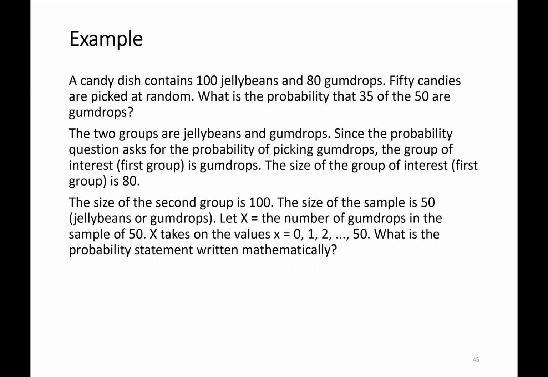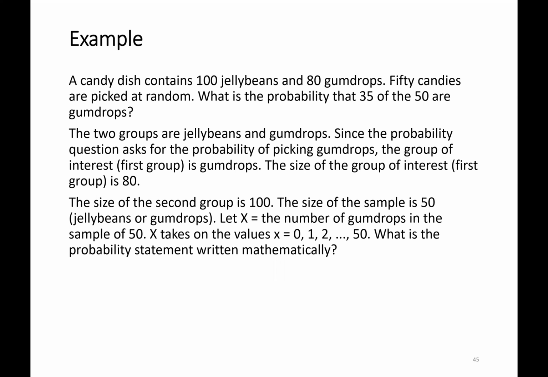For example, you have a candy dish that contains 100 jelly beans and 80 gumdrops. You randomly pick 50 candies from this candy dish. What's the probability that exactly 35 of the 50 candies you pick are gumdrops? This is hypergeometric because there are 2 groups that you're picking from, jelly beans and gumdrops. Since the probability you're interested in is the probability of gumdrops, the first group, the group of interest, is gumdrops. So the size of this group of interest is 80. There are 80 gumdrops in this dish.